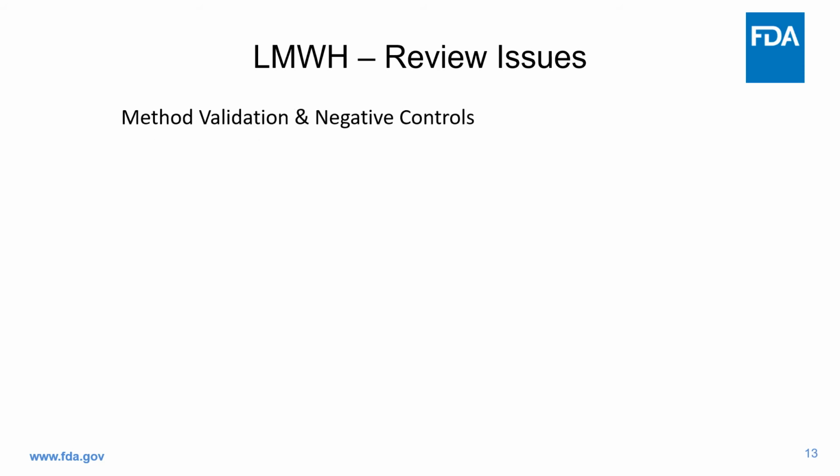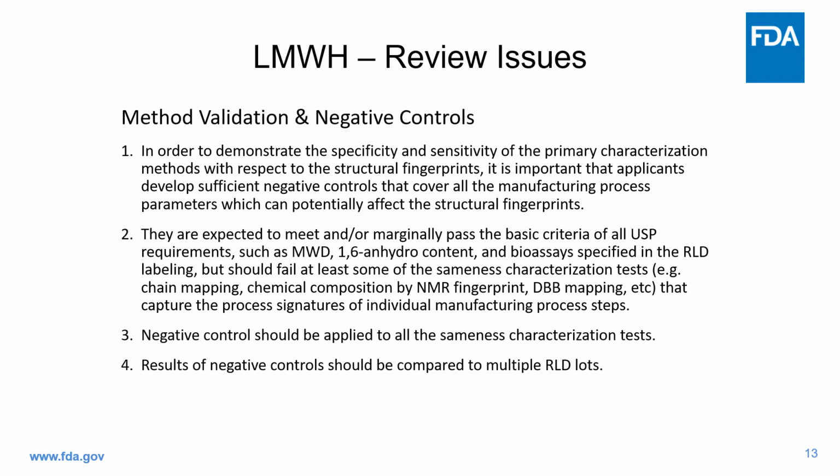The use of negative controls in the method validation of the oligosaccharide complex APIs is unique because of the very complex nature of the mixtures. The negative control is needed because we need to demonstrate the specificity and the sensitivity of the characterization methods with respect to the structure fingerprint. So it is very important that the applicants develop sufficient negative controls to cover all the manufacturing process parameters which can potentially affect the structure fingerprints.